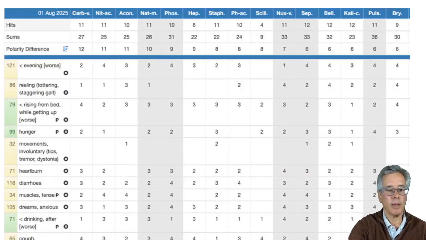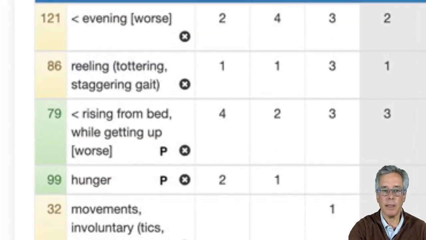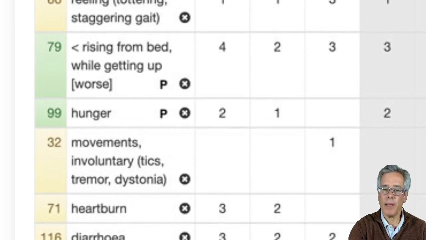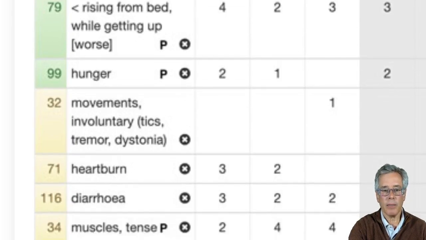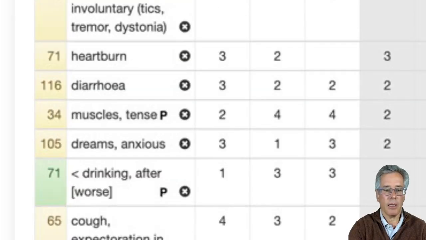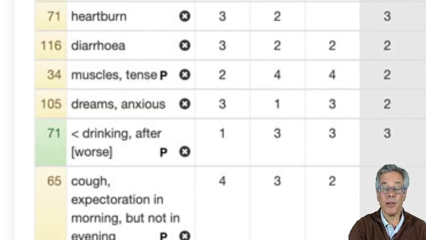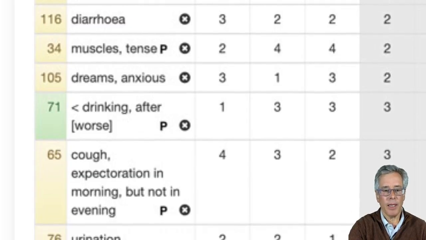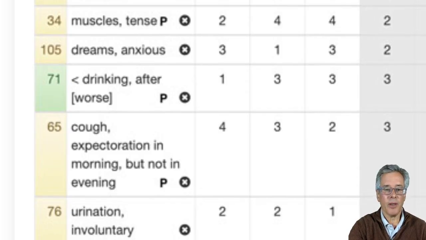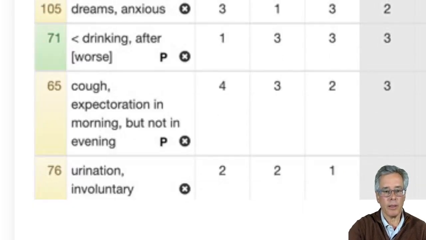You might have a hard time seeing these, so I'm just going to zoom in and you should see it better. These are just characteristics of his state. He's worse in the evening. He has a staggered gait, Parkinson's gait. He's worse while he gets up from bed. He has an endless hunger despite losing weight. He has movements in his hands, some tremor. Heartburn, diarrhea. His muscles are very tense in his limbs. He has very anxious dreams, which are delusional, but generally anxious. He can't drink. He loathes drinking water, yet he could have coffee. He has a cough with mucus in the morning, but not in the evening. And of course, the incontinence.